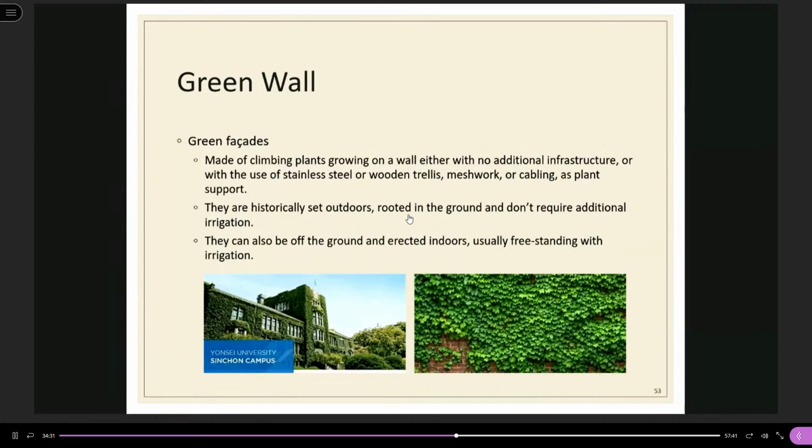Green facades means that the green wall is made of climbing plants growing on a wall, either with no additional infrastructure or with the use of stainless steel or wooden trellis, meshwork, or cabling as plant support. One example is Yonsei University in Seoul, South Korea. On the facade of the campus, they have ivy plants climbing the whole facade.